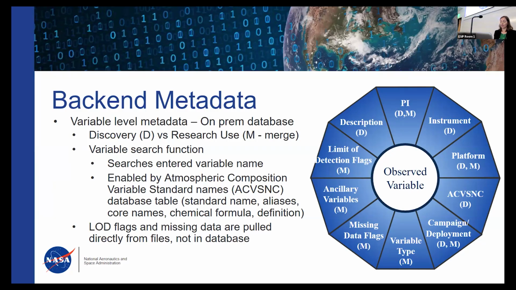The way the variable search works is through, obviously, the search term, but then that is matched to our atmospheric composition variable standard names. We created these essentially as a tag so that no matter what the PI names their variable, we know that ozone data is ozone data, and we can find it across all 26 campaigns. Within the database, we also have aliases and chemical formulas and definitions, so all of that can be searched at the same time. The only thing we don't actually store are the LOD flags and missing data flags, and those we pull directly out of the files at the time of the merge.